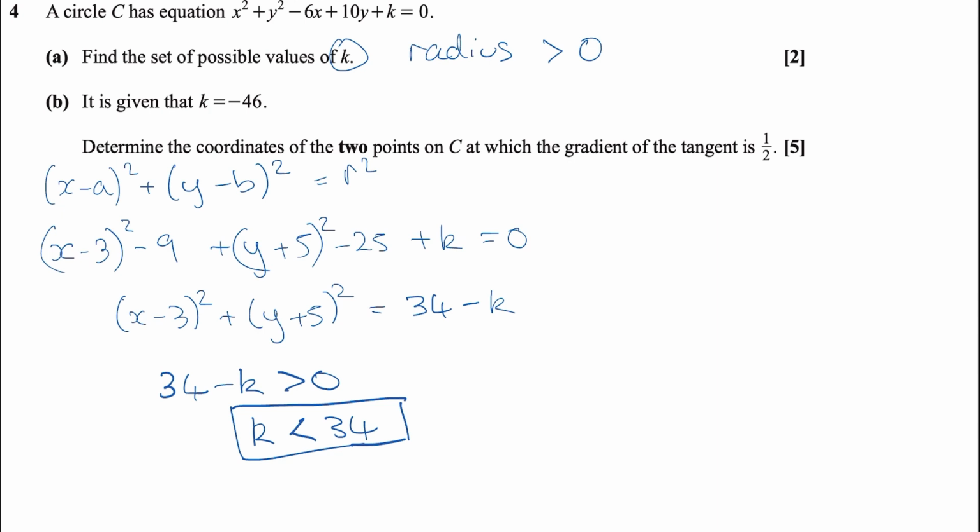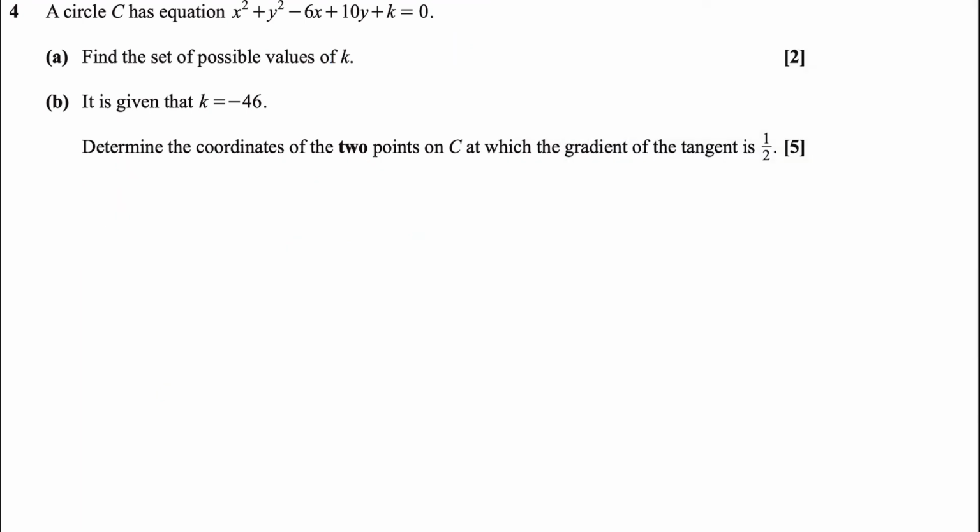Okay, part B. Determine the coordinates of the 2 points on C at which the gradient of the tangent is a half. So let me just clear off this quickly. Okay, so if we're looking for the 2 points at which the gradient of the tangent is a half, what we need to be thinking about here is that dy by dx is a half. And we need to find the points where this happens.